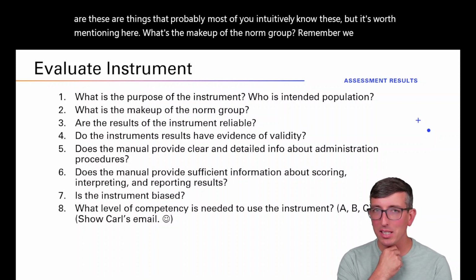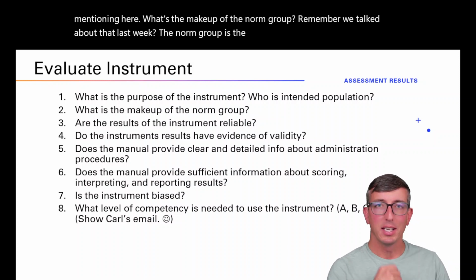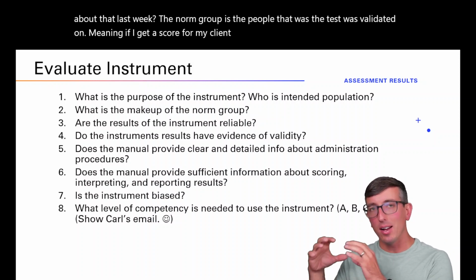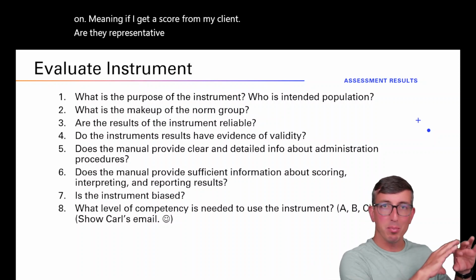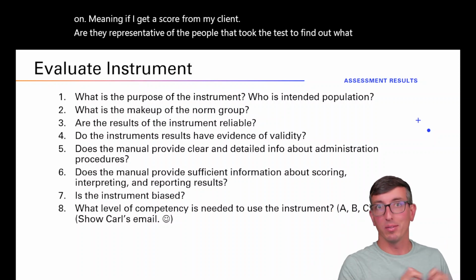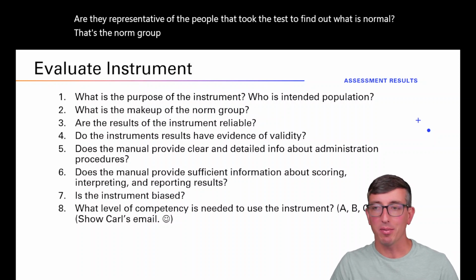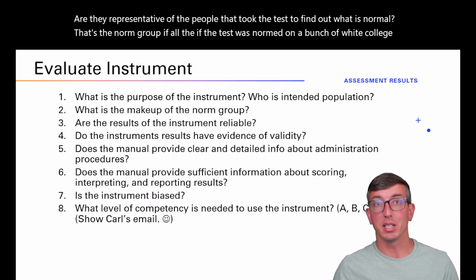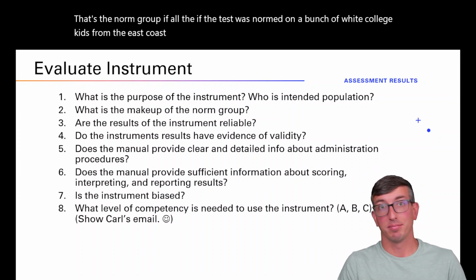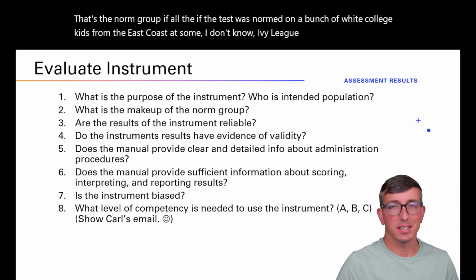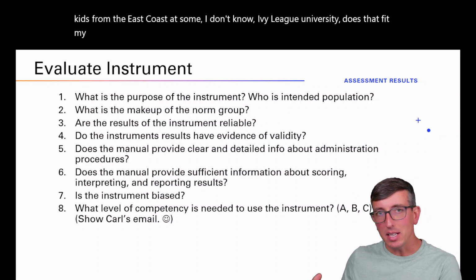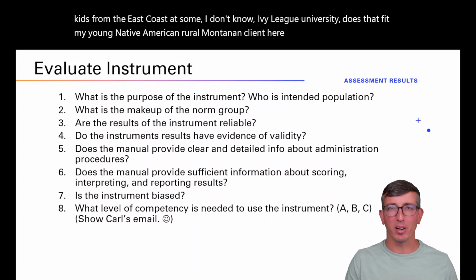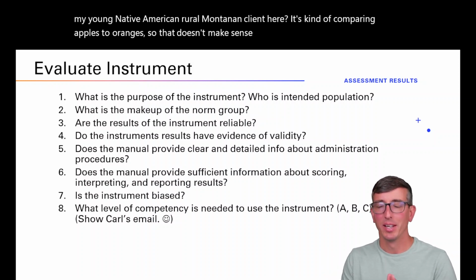Remember that we talked about that last week? The norm group is the people that the test was validated on, meaning if I get a score from my client, are they representative of the people that took the test to find out what is normal? That's the norm group. If the test was normed on a bunch of white college kids from the East Coast at, I don't know, an Ivy League university, does that fit my young Native American rural Montanan client here? It's kind of comparing apples to oranges. So that doesn't make sense, right?